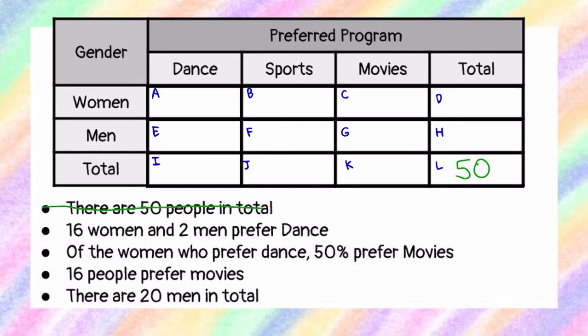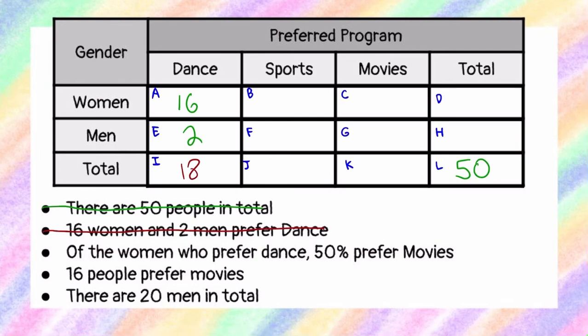There are 16 women and 2 men that prefer dance. So I find dance and I fill in that there are 16 women and 2 men that prefer dance. And then we could figure out box I. How many total people prefer dance? We just add 16 plus 2 and we get 18. So then that finishes off clue number 2.